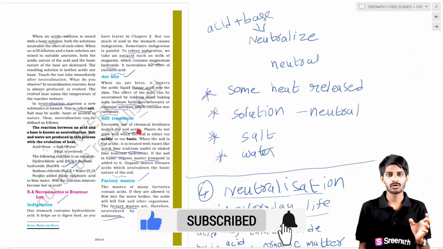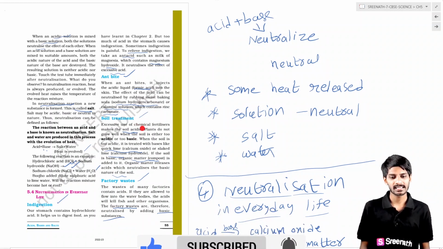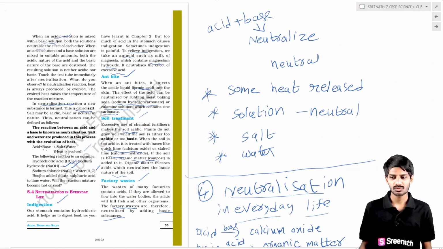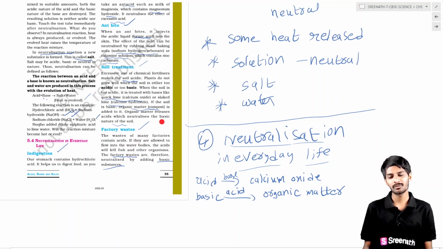In some cases the soil becomes acidic. In order to neutralize that acidic nature, we use calcium oxide. But in some cases, the soil becomes basic, and in order to neutralize it, we use acid, which is organic matter. And in some cases, factory wastes are more acidic. Releasing those factory wastes directly into the water will cause the death of many living organisms. So what they have to do is neutralize the acidic effect of the factory waste by adding some basic substances, so that the living organisms will survive.